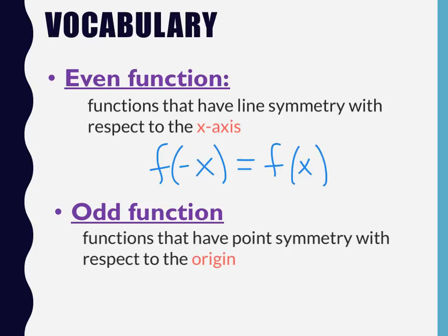Now for odd functions, these are functions that have point symmetry with respect to the origin. The test is the same as an even function, but in this case when we sub in negative x for x and we see that we have the exact opposite of the original function, then we know that our function is symmetric about the origin and we can classify it as an odd function. So let's take a look at a couple examples of determining whether functions are even, odd, or neither.